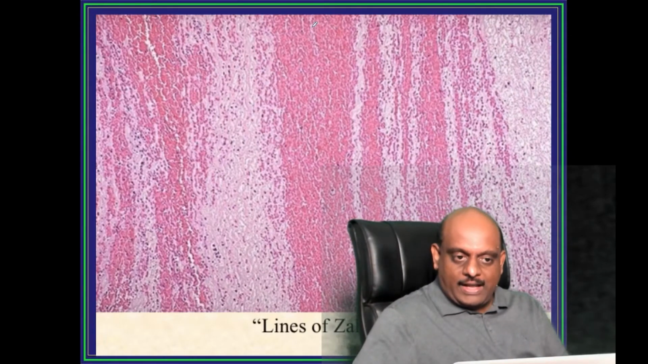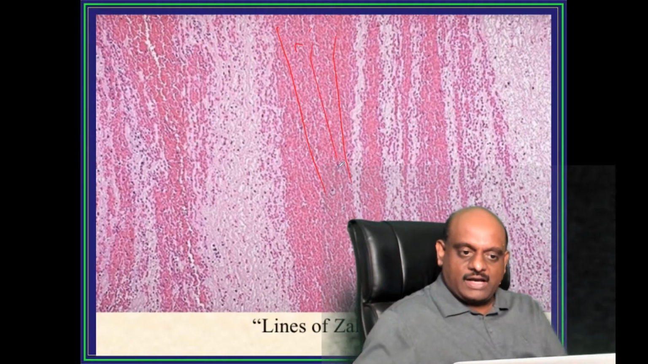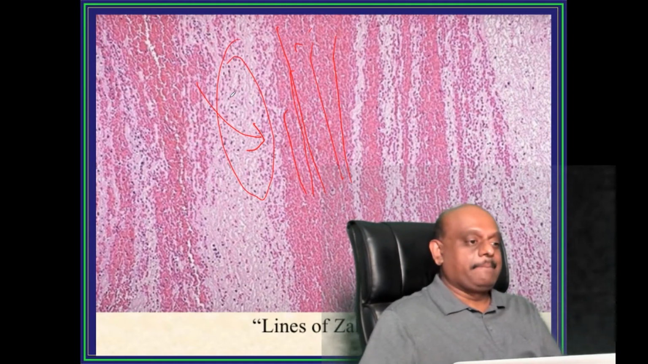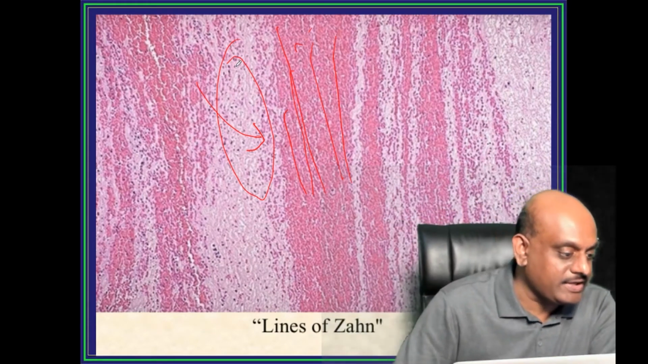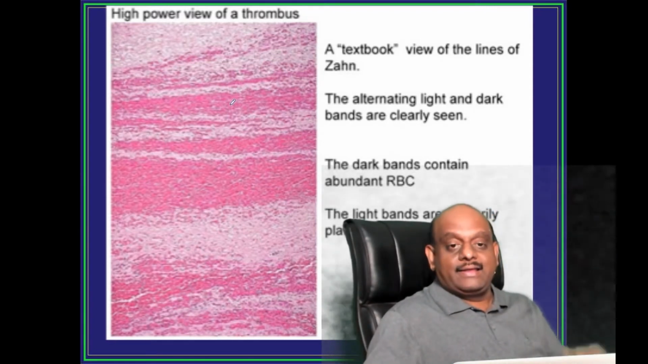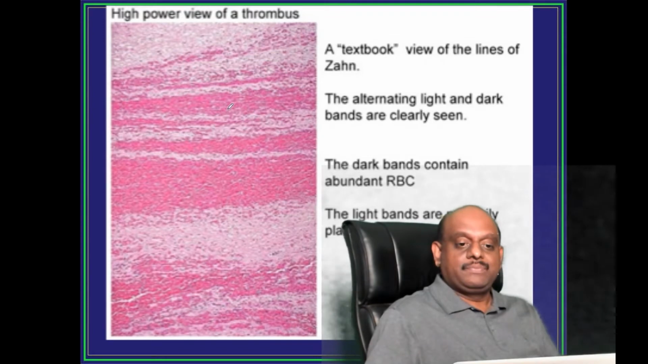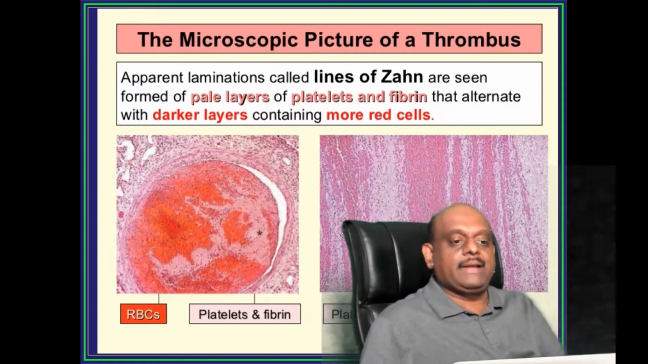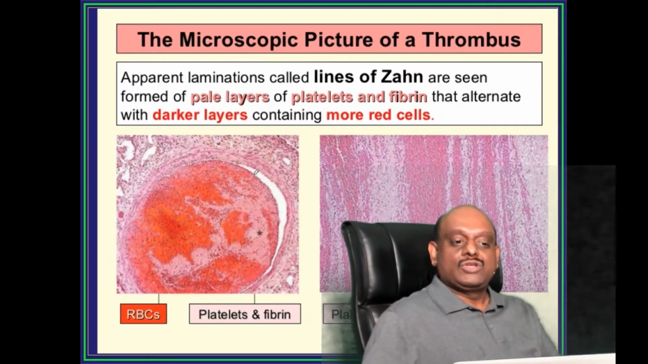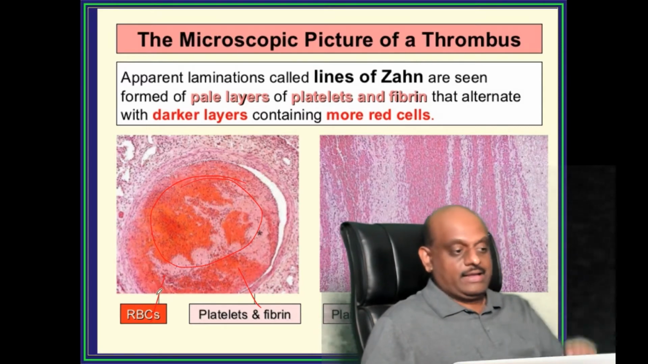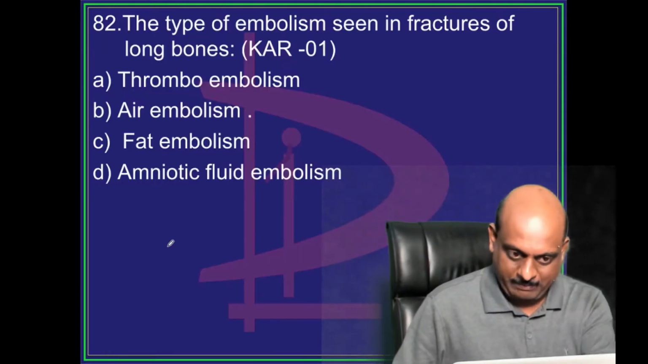So these are all RBCs, doctor. These are all RBCs, and this pale zone is pale because of the platelets, right? So that is what you need to basically remember. So the alternating light and dark bands: the dark bands have abundant RBCs, light bands have platelets and fibrin, is what you need to remember. So when you look at the microscopic appearance, you have the platelets and fibrin, and the RBCs are those thicker components, is what you have to remember.